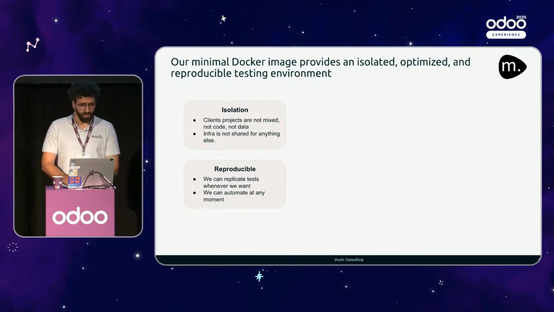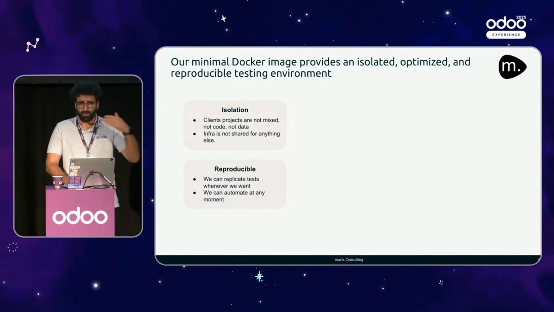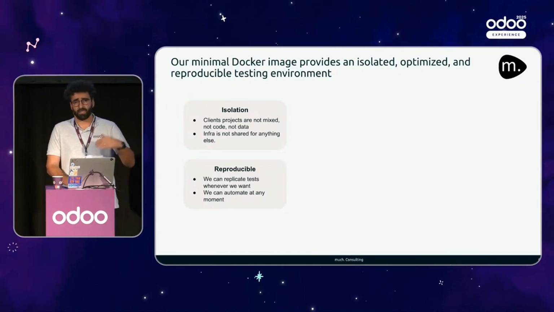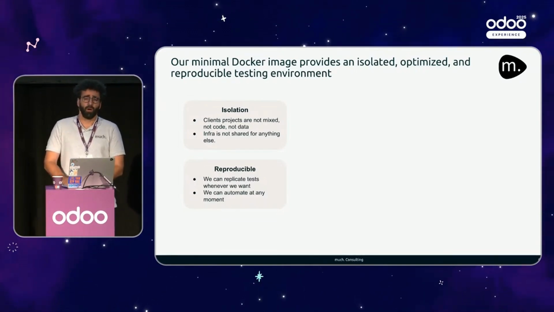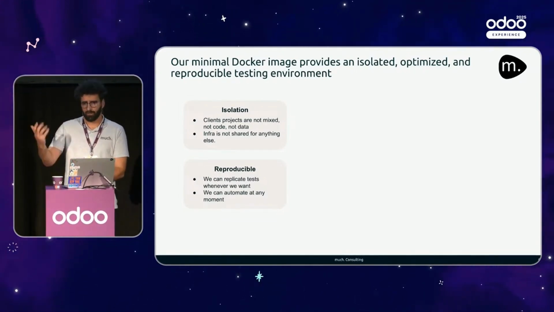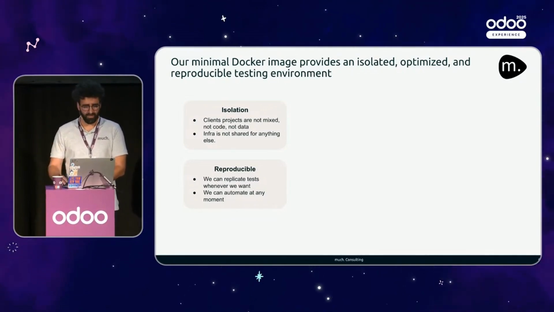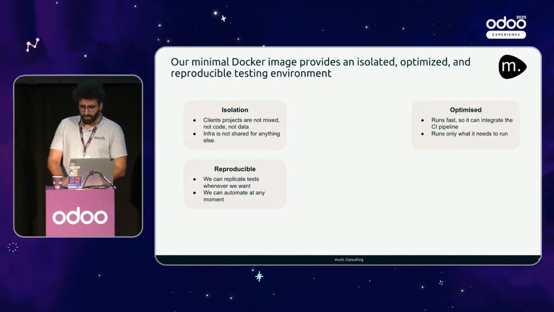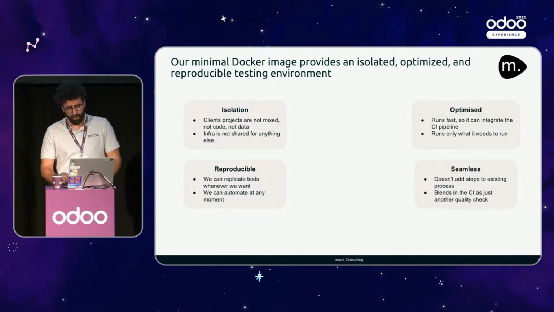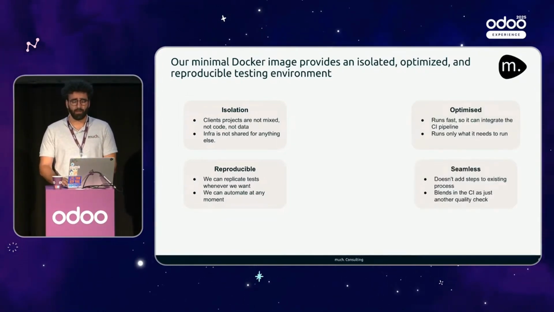Reproducible, as you saw on the challenge before. We can replicate the tests. Every test run every time returns the same error. If we run a test 100 times and one of the tests has an error, it's because there's actually an error in the code, and not because the test failed randomly once every 100 runs. It is optimized, needs to run fast, needs to run only what it needs to run, and seamless, so as I said, we can integrate it in the day-to-day idea.